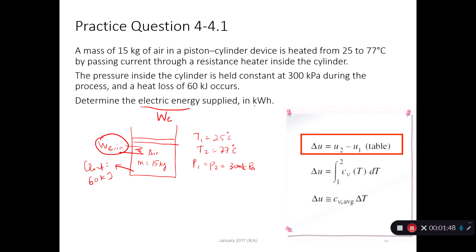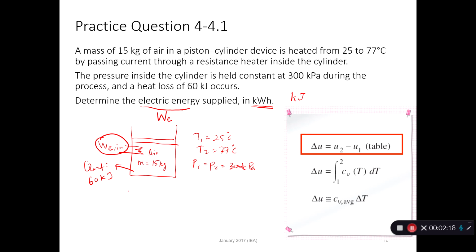And in kilowatt hours, now kilowatt hours is just a unit. Okay, it's a measure of electrical energy. Remember, we always use kilojoules. So kilowatt hours is another unit. If you look at your electricity bills, you'll find kilowatt hours. Alright, so very similar to the previous question.